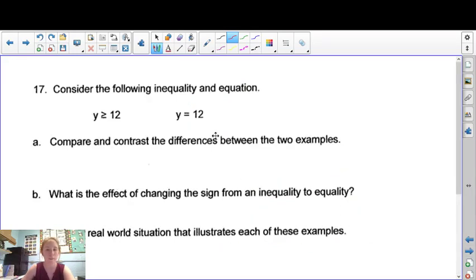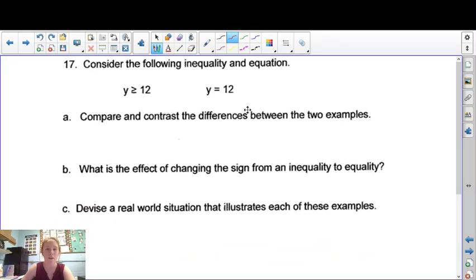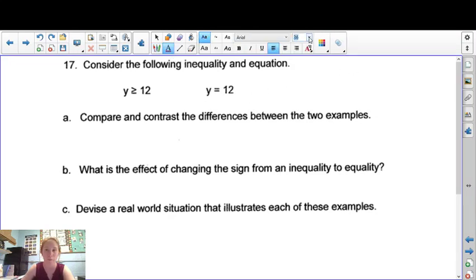Okay, we're going to consider the following inequality and equation, and we're going to answer these 3 questions. Part A, compare and contrast the differences between the 2 examples. So I'm going to type because we all know that my handwriting on here is atrocious. So what's something that I can compare? Well, they both can be equal to 12.